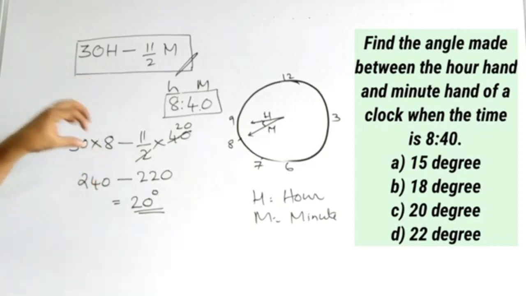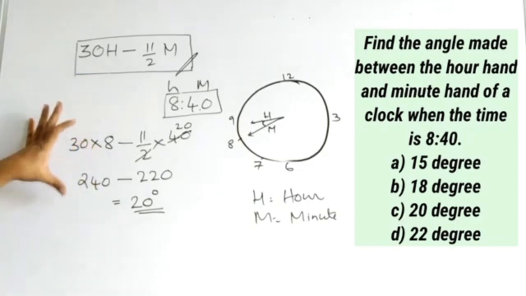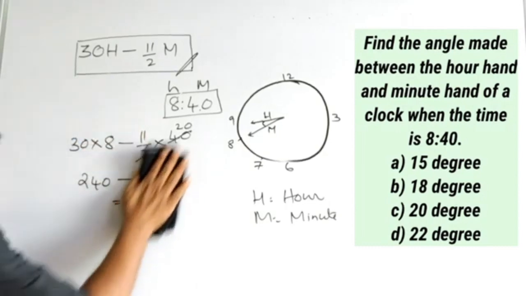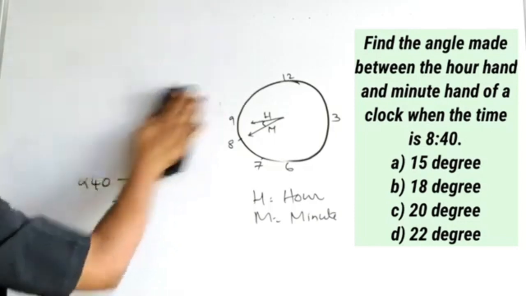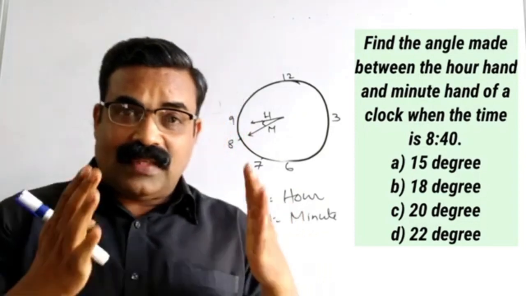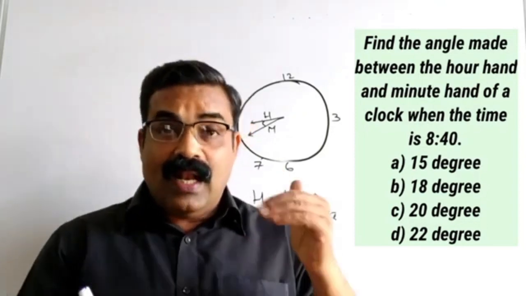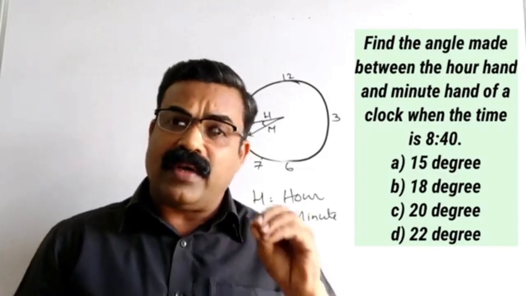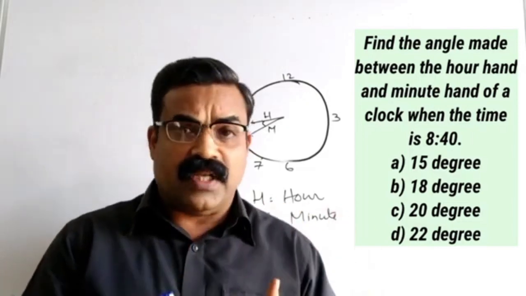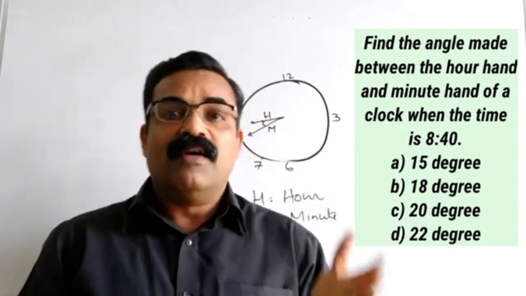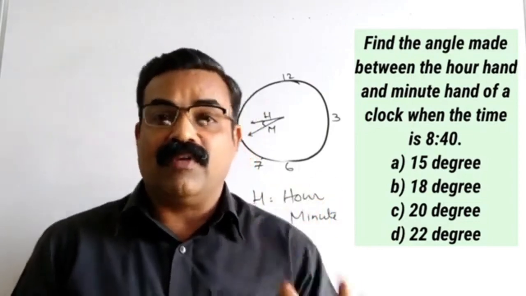The second method is CBE, the concept building exercise. So using that, how can you solve the same question? Let us solve it using concept building. Suppose I have given you the formula 30h minus 11 by 2m. Using that formula you can easily solve all these types of questions. But suppose you don't remember the formula, what is the way to find out the answer?